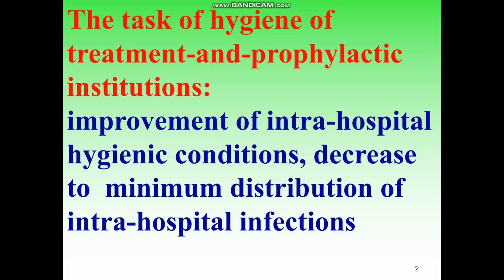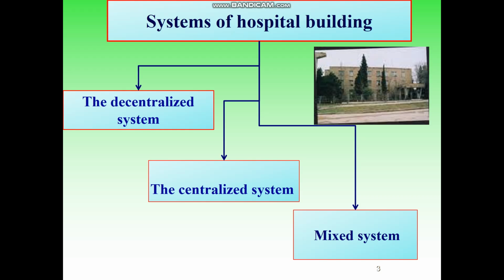Creation of necessary hygienic conditions in hospitals depends on the location of the object in the settlement, the ground area and zoning, the layout and interior finish of the building, sanitaries, and the sanitary hygienic regime. Systems of hospital building: centralized, decentralized, and mixed.